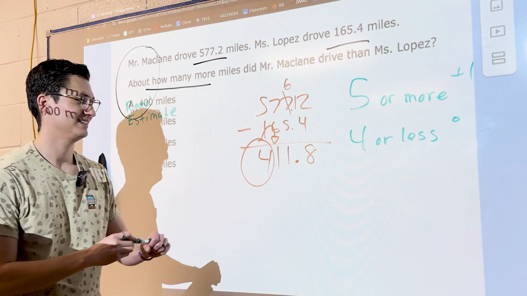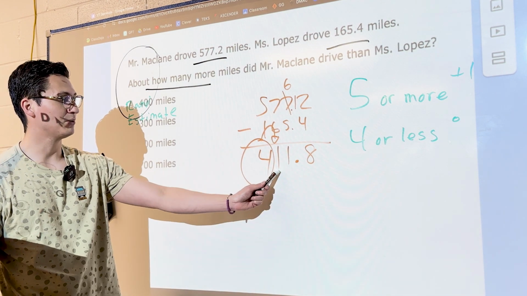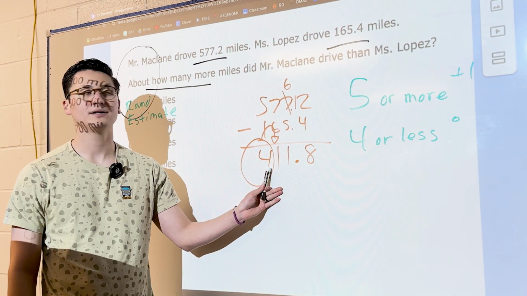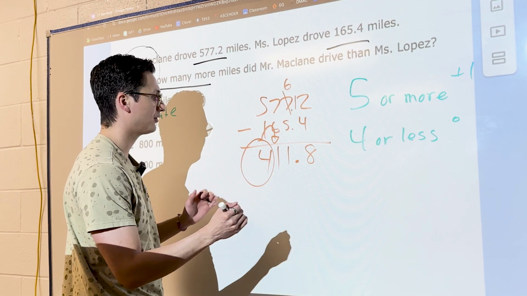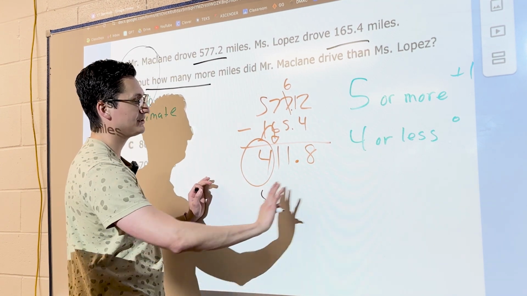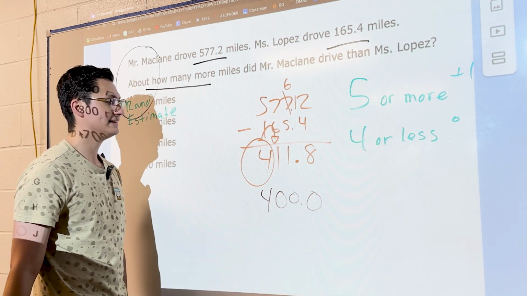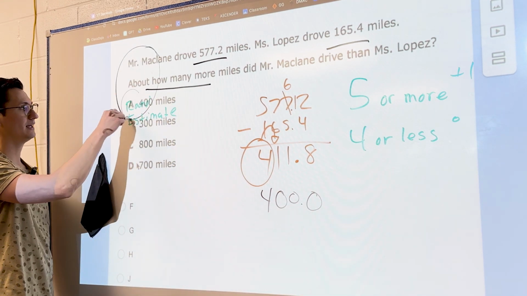Okay. So we have the 4, we look at the 1. Is 1 5 or more? Nope. It is 4 or less, therefore the 4, we let it rest. We leave it alone. Everything to the right becomes a 0. And the answer would be A.